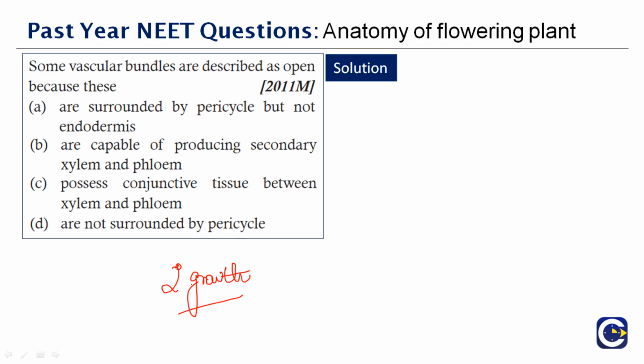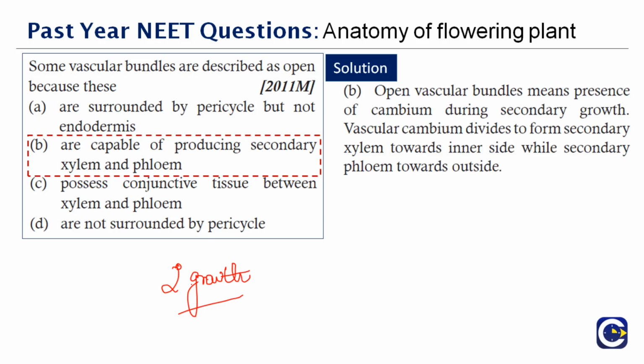So this we already saw. Xylem will be present inside and phloem will be the outside part, and sometimes you also have some air spaces. So some vascular bundles are described as open because they are capable of producing the secondary xylem and phloem. Therefore the correct answer to this question is option B.